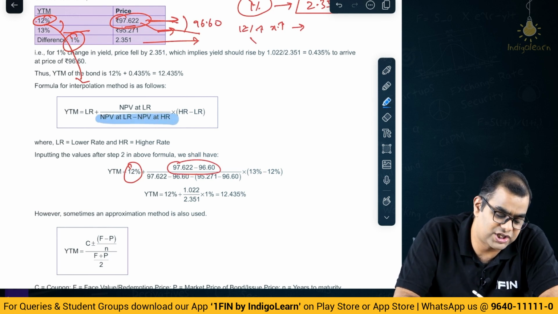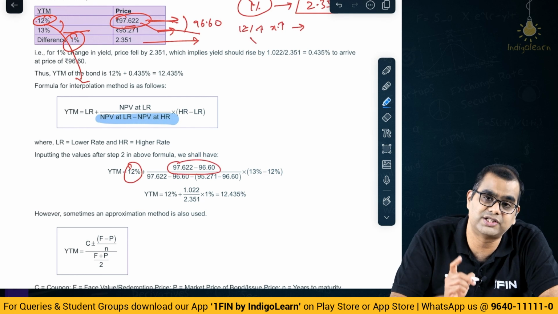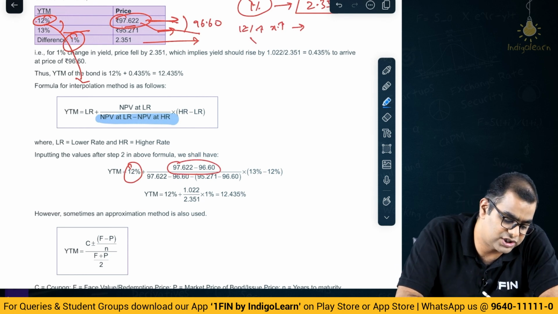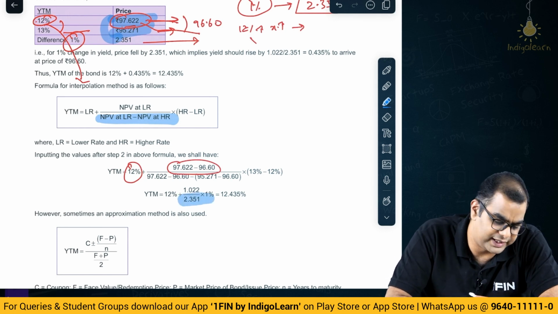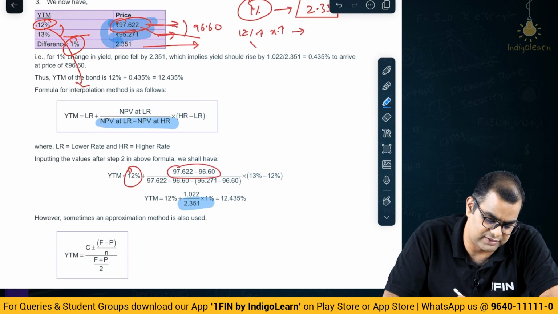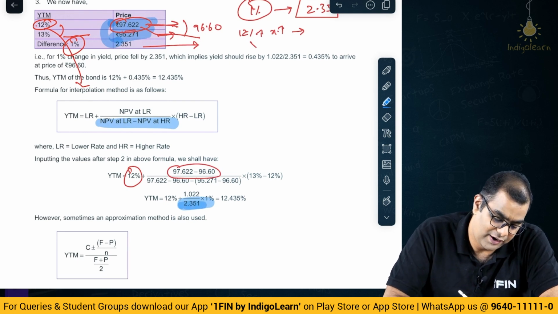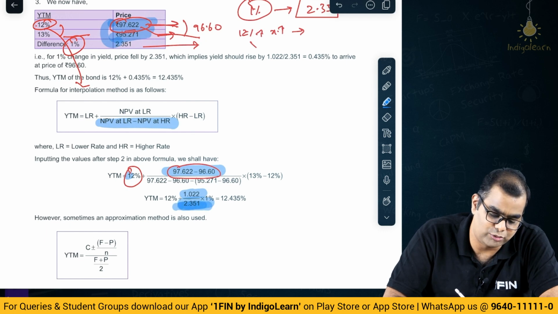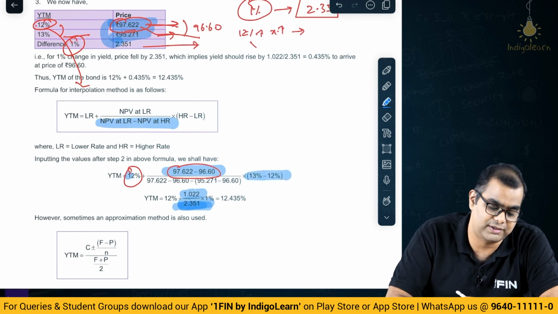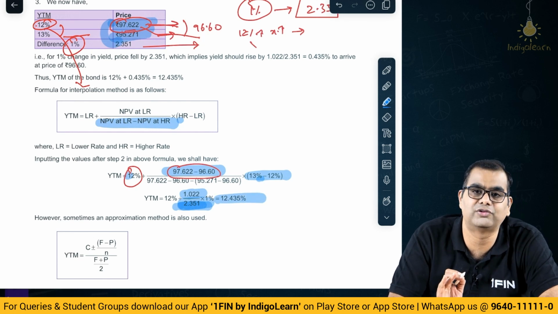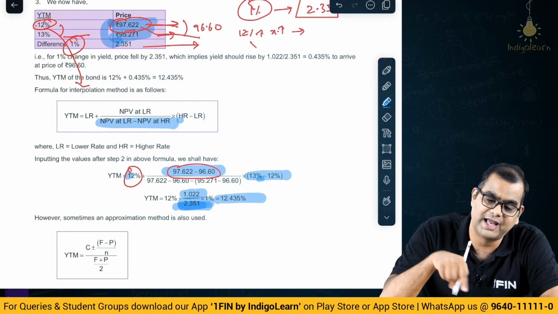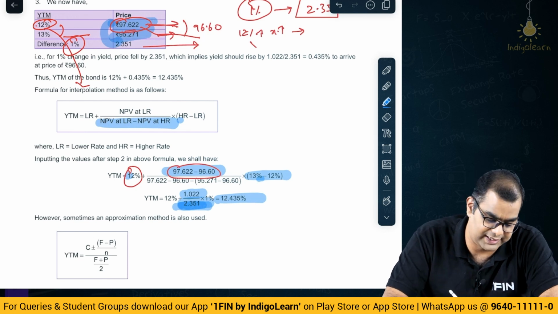What is the overall change because of the change in yields? What is the overall change in prices, which basically is 97.622 minus 95.271, which is 2.351. So 12% plus desired change of 1.022 divided by 2.351 into 13 minus 12, basically high rate minus low rate, which is 1%. So you basically end up at the same thing, 12.435. I also did the whole exercise and arrived at the same number. So it is a very simple calculation.